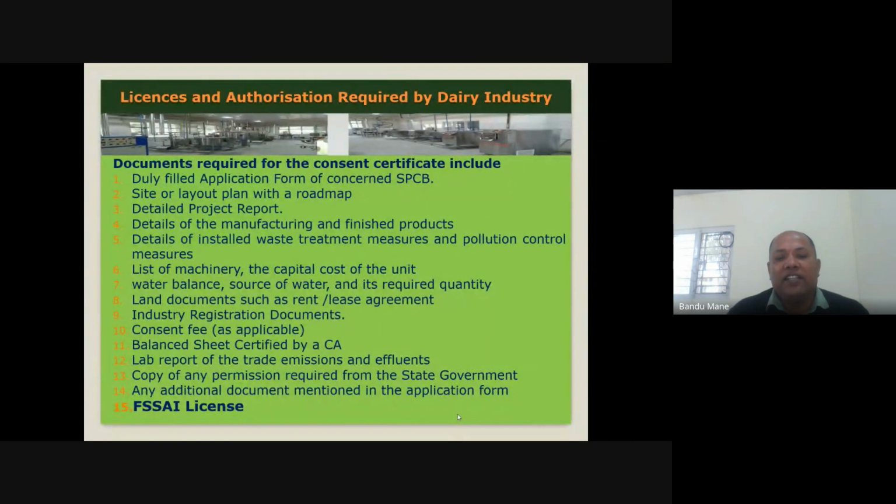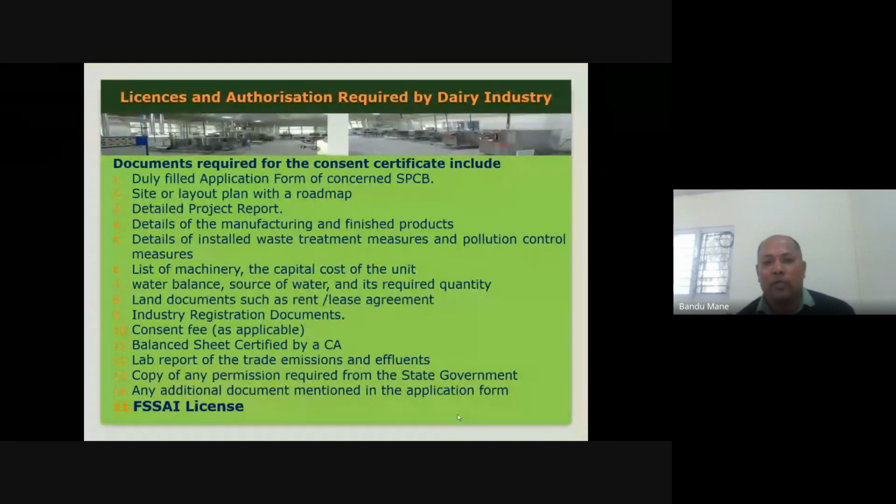Then another aspect, industry registration is important. DIC registration is important before starting the operations. Then consent of state or central government if applicable. Then your balance sheet. Or effluent from your plants. These are the tentative lab reports or copy of any permission required from the state government before establishing the plant. Some of the documents required to start your milk processing plants.